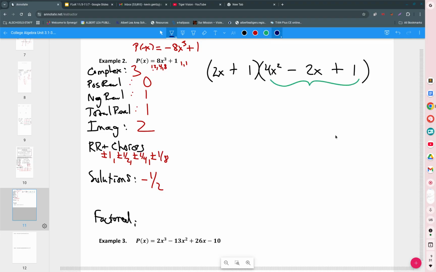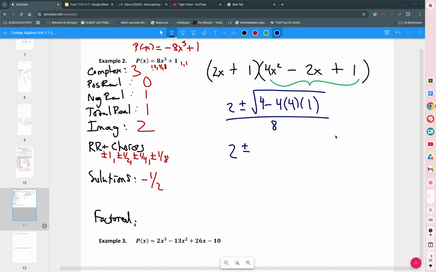Quadratic formula. Negative b plus or minus the square root of b squared, minus 4 times a, which is 4, and c is 1, divided by 8. What do we get underneath that square root sign? Negative 12?